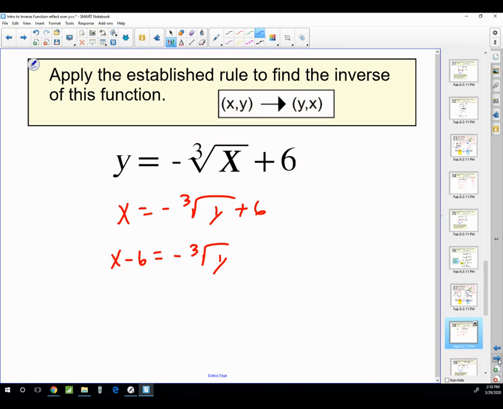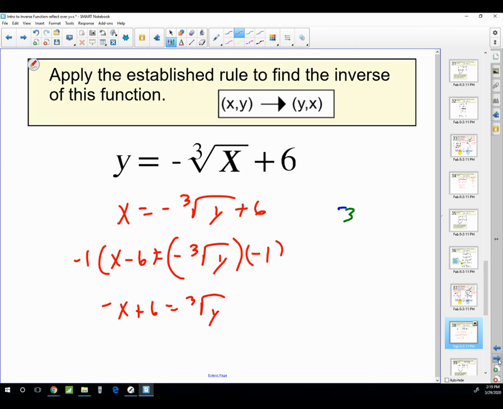We have two symbols that we need to cancel. We have a negative and we have a third root. It really doesn't matter which one you cancel at this moment. You could do either one. I'm going to multiply both sides by -1 to cancel the negative. And then I would get negative x plus 6 equals third root of y.